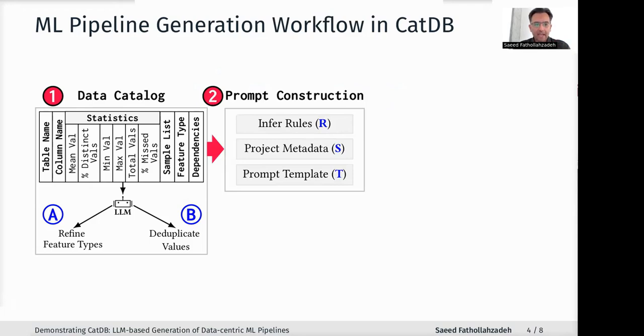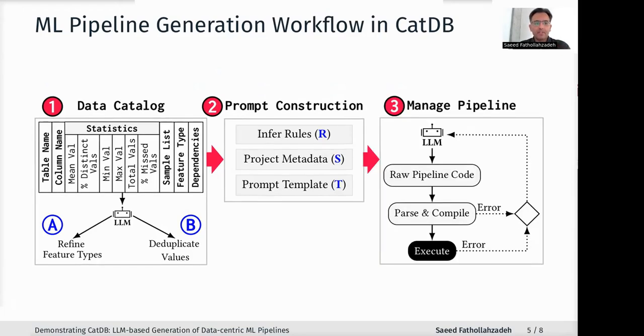With metadata in hand, we construct a context-aware prompt using a template specific to an LLM. First, we infer instructions essential for the ML pipelines. For instance, if certain features contain missing values, we add an imputation rule to the prompt. Second, we include the metadata related to inferred rules to guide the LLM in making precise decisions. Finally, all this information is combined into a single prompt using a structured template.